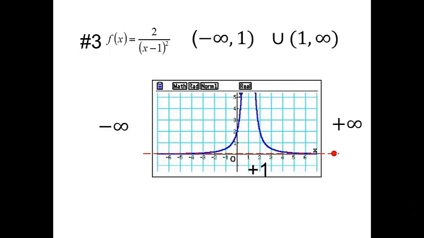And the horizontal asymptote is at the x-axis, so y is equal to 0. And the vertical asymptote is at x is equal to 1. And remember that the vertical asymptote is where we cut the domain up into pieces.